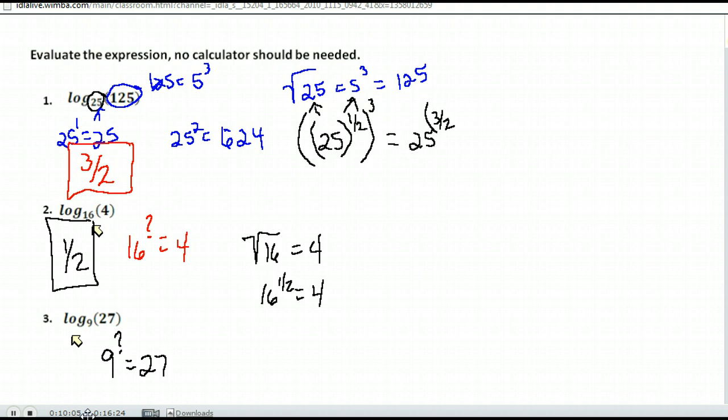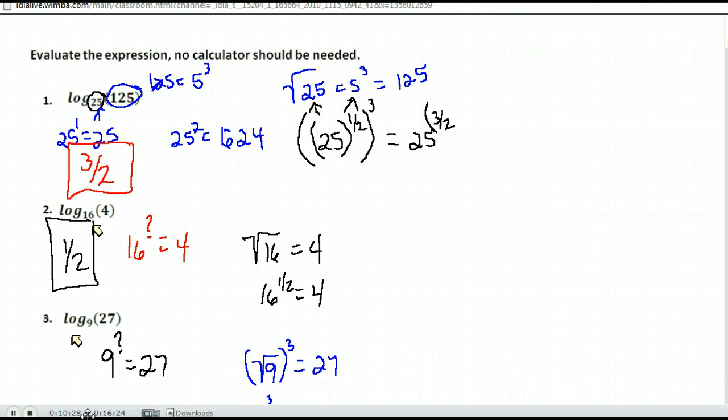Okay, let's say 9 is 3 squared. So if we do the square root of 9, we would get 3. Let's write it down below. And if we take 3 to the third power, we get 27.